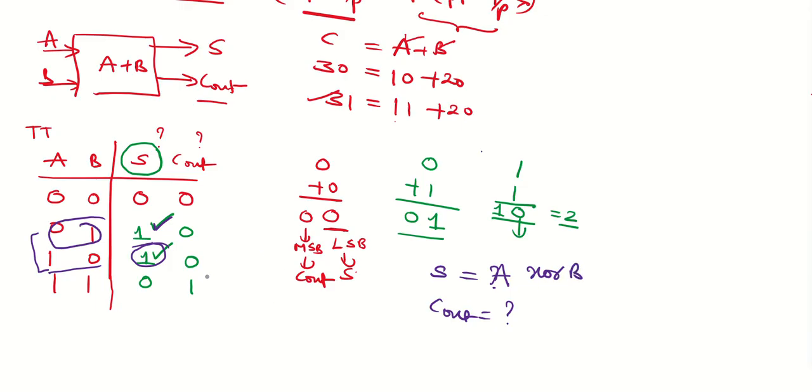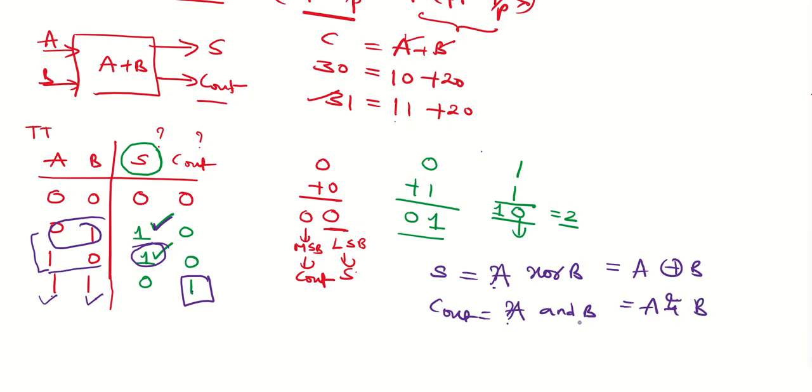And the carry becomes 1 when both inputs are 1, 1. This is also possible with the logic gate which is called the AND gate. When two inputs are 1, the output is 1, which is called the AND gate. So this is A AND B. So you can write this as A exclusive OR B, and the same A and B are given to the AND gate, so you're getting the carry out.